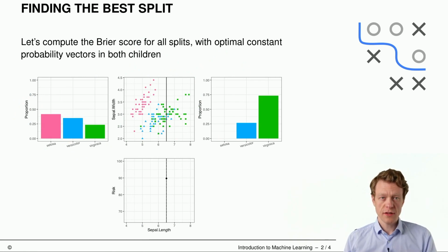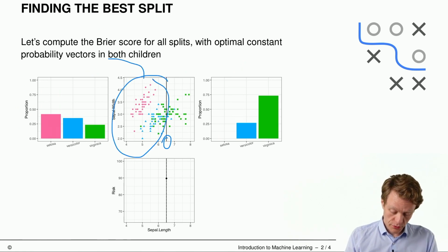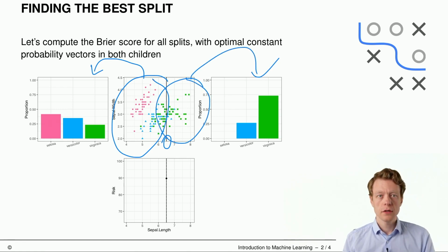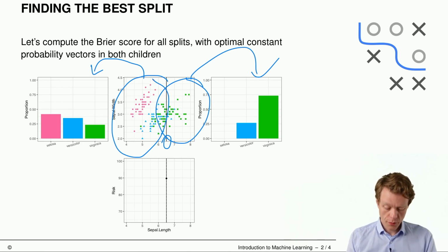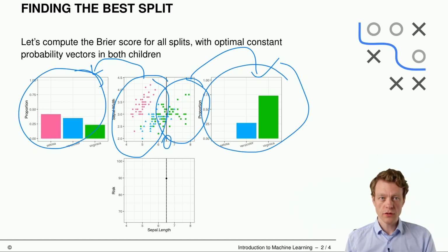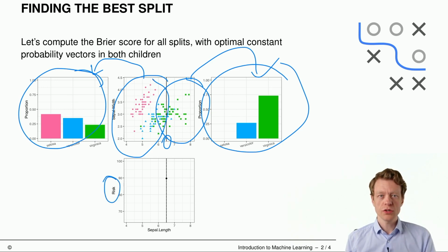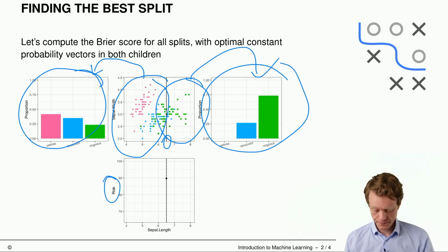We can do the same thing for a different split. For example, Sepal.Length equals 6.5, and then again we can compute the class proportions in both resulting child nodes, so the left child and the right child, and then with those constant predictions, which are then those probability values, we can come up with the risk, which is again the sum of the losses.